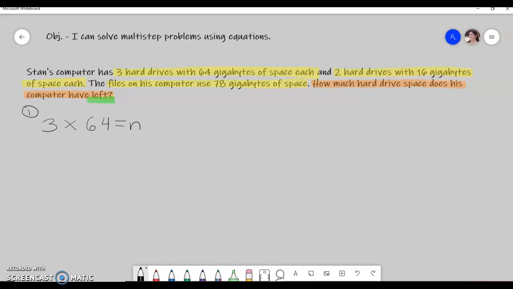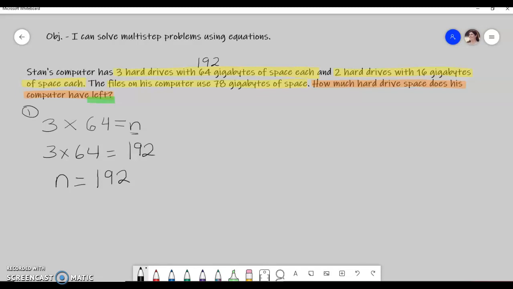Well, I have to solve that. So you could do repeated addition, you could use partial products, anything like that to figure out what 3 times 64 is. So if I did that, then I would find out that 3 times 64 is 192. So that means that this n equals 192. So that's our answer for this first part. So 192. I'm going to write that above my highlighted section.